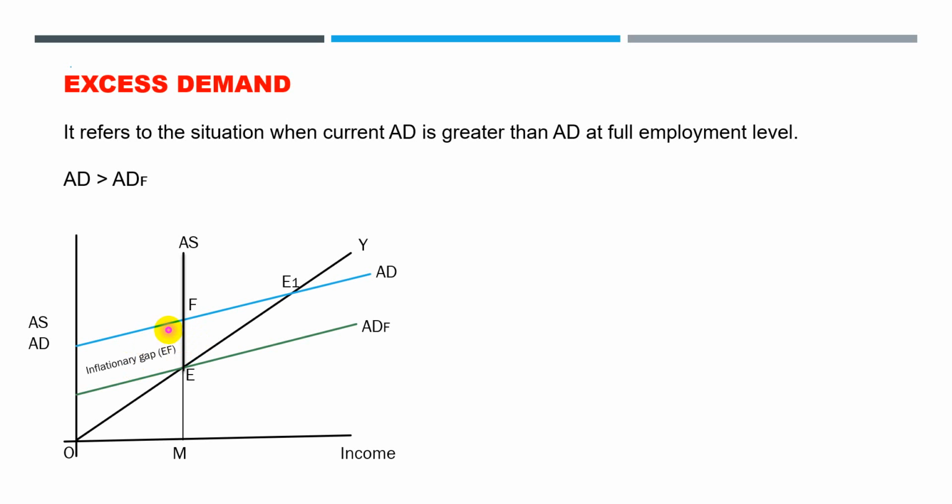Greater the inflationary gap, larger the size of excess demand. Inflationary gap thus measures the size of excess demand. It is evident from this diagram. In order to achieve full employment, we require only EM level of aggregate demand. But our current aggregate demand has reached the level of FM.